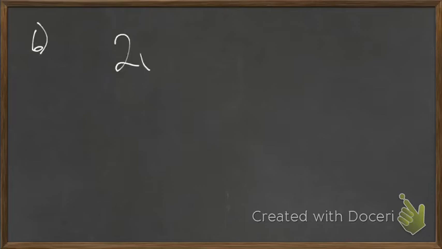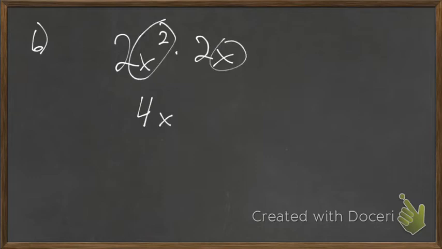Number 6, 2x squared times 2x. This looks familiar, right? 2 times 2 is 4. X squared times x is x cubed. That's 3 factors of x. Product property.